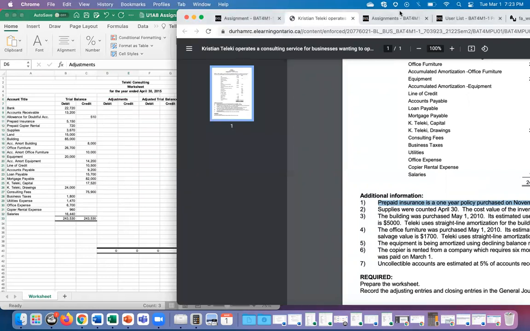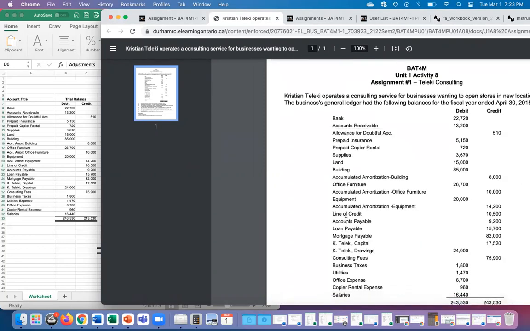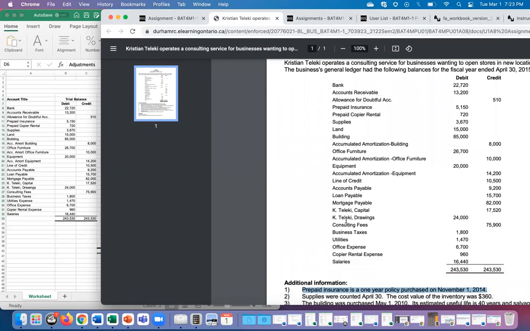We've got the prepaid insurance as our first transaction, a 1-year policy purchased on November 1st, 2014. All right, and we are at April 30th, 2015. So we have to keep that in mind so that we know how many months we're dealing with here.